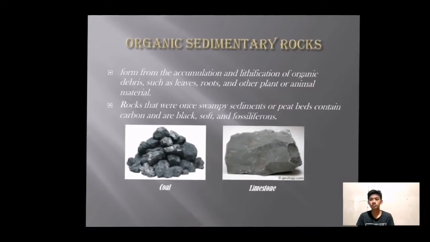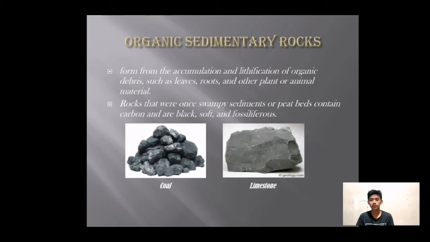Organic sedimentary rocks. These are rocks that are formed from the accumulation and lithification of organic debris such as leaves, roots, and other plant or animal materials. These are the examples of organic sedimentary rocks: coal and limestone.